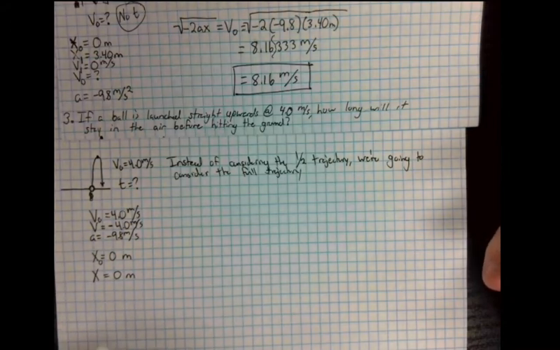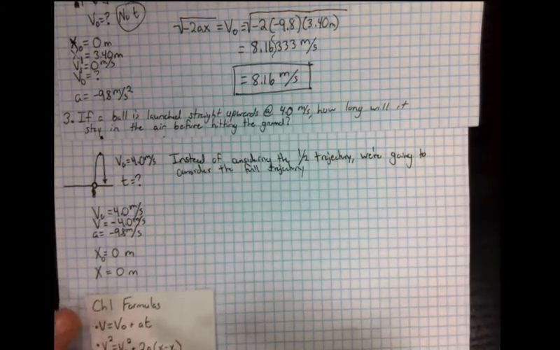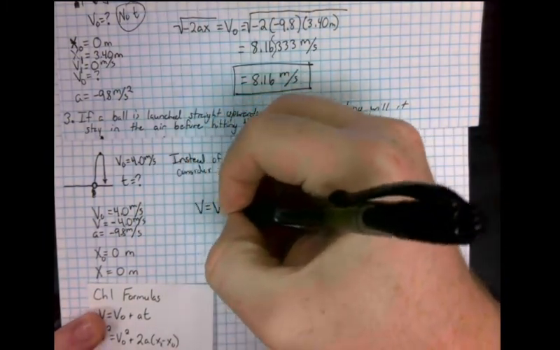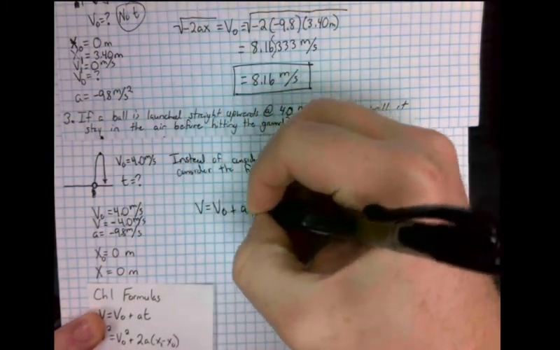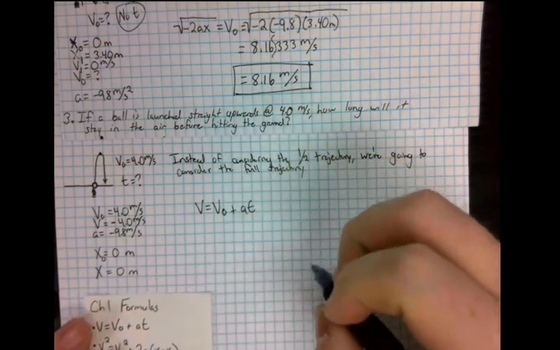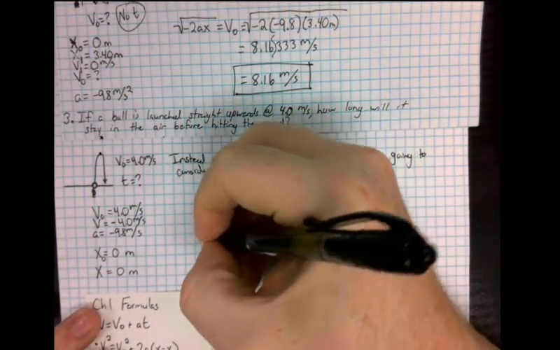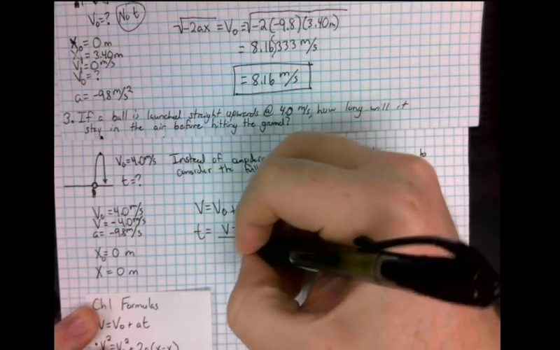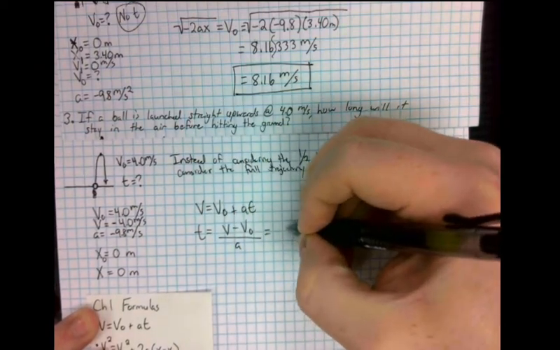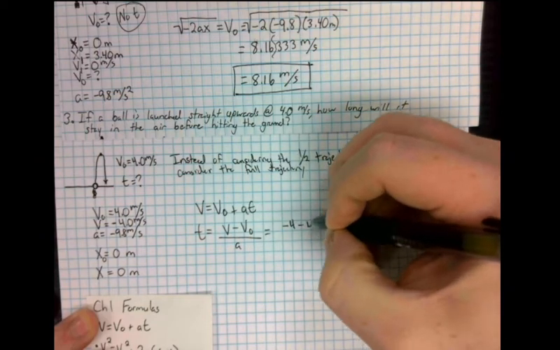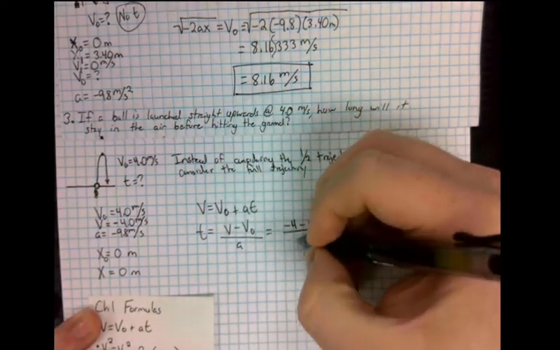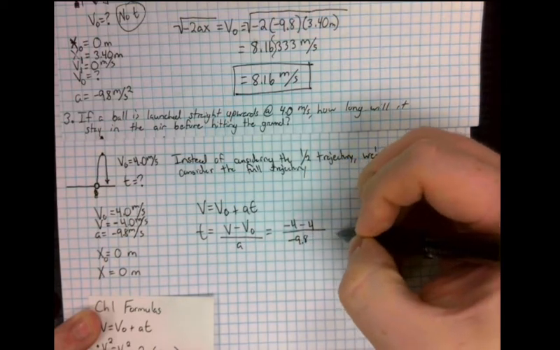So looking at the information that we have, we can still use the same equation we used before: v equals v naught plus at. We want to get t by itself because that's what we're looking for. So t is going to equal v minus v naught over a. Our final was negative 4 minus our initial was 4, divided by negative 9.8.